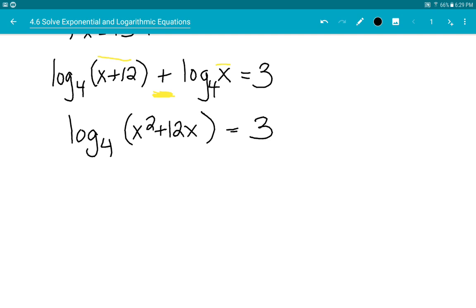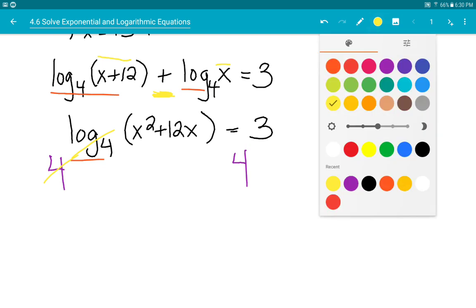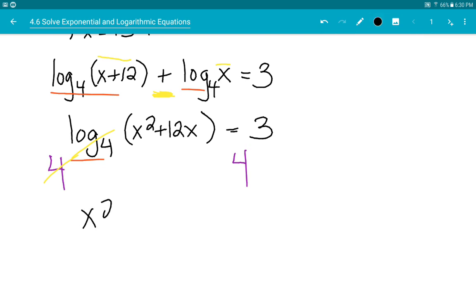So you went from an equation that had multiple logs on one side, and you combined them into a single log like we did here. That's the goal. That's why those properties from before are very helpful. So now, what base can I use to help me get rid of these expressions? I could use the base of 4. What's going to happen with the base of 4 here is that you're going to cancel out that log. So now we can continue. I have x squared plus 12x equals 4 to the third power. 4 to the third power gives me 64.